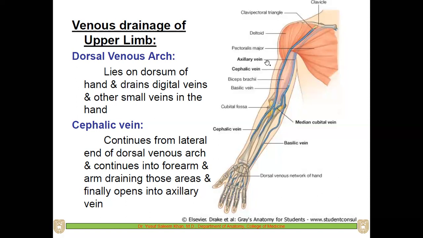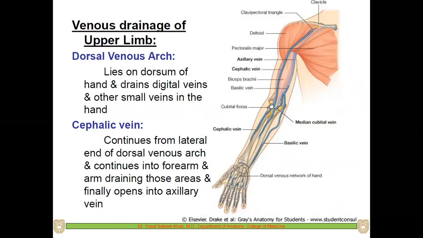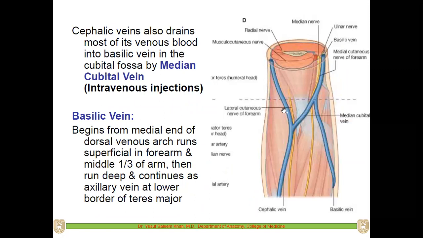So here is the axillary vein and this is the cephalic vein, which continues all the way and drains into that. The cephalic vein also drains some of its venous blood into the basilic vein in the cubital fossa by a median cubital vein, a very important vein. So this cephalic vein, which goes all the way up and opens into the axillary vein, also joins with the basilic vein just in front of the elbow. If you see here, this is the cephalic vein and this is the basilic vein.